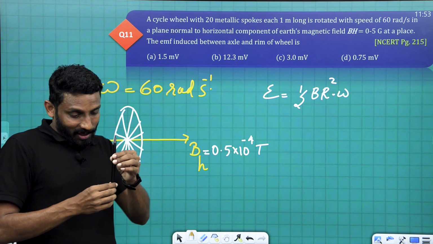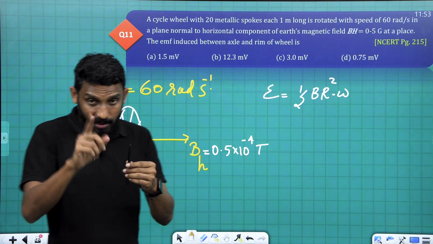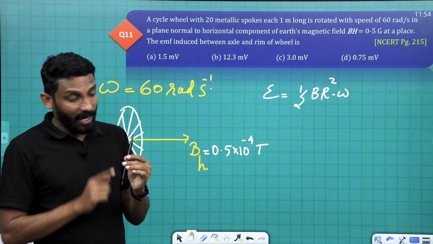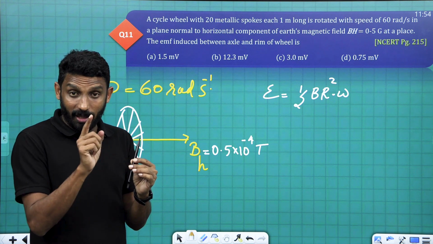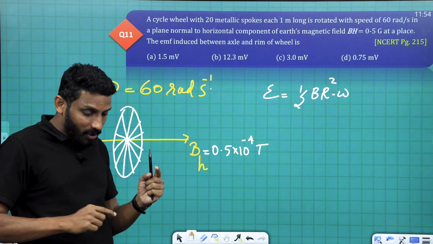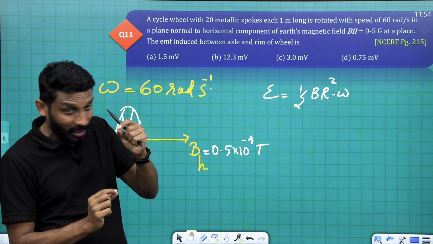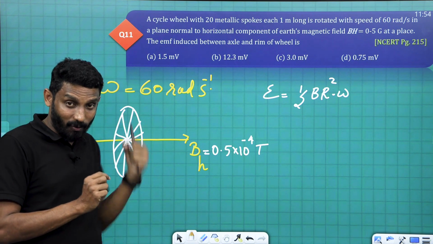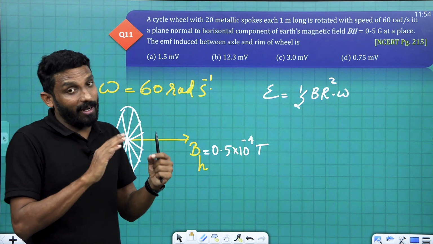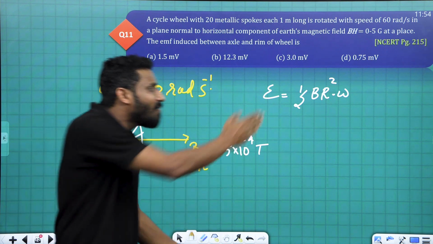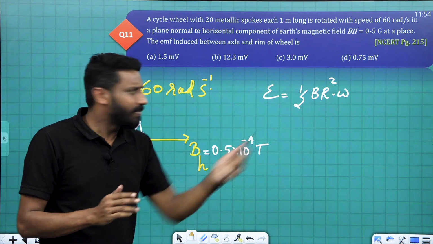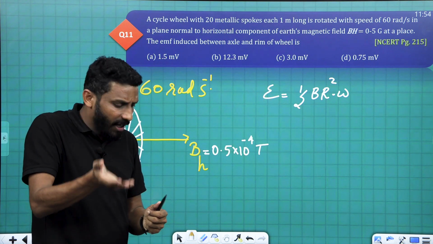There are 20 such spokes in total, but the EMF across each spoke will be the same. The potential of this point and this point is the same, which means all the 20 spokes are connected in parallel between this potential point and this potential point. One potential point is across the circumference, the other is at the center. So all are connected in parallel, and we will have only one value: the potential difference across the center and the circumference. It doesn't matter how many spokes are there.